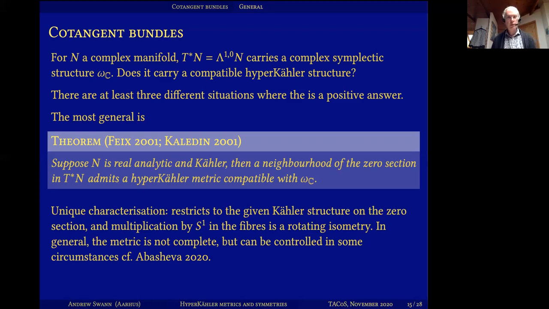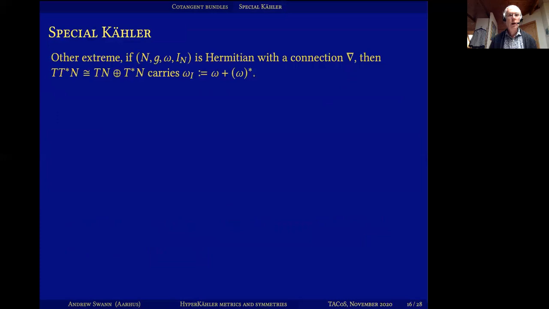I said I wanted to give 3 results. Well, the second one is almost completely at the opposite extreme. If you take a Hermitian manifold and equip it with a connection, and I'm not initially going to assume this connection is compatible with much of the Hermitian structure, then a connection gives you a way to split the tangent bundle of the cotangent bundle into a copy of the tangent bundle and a copy of the cotangent bundle itself.